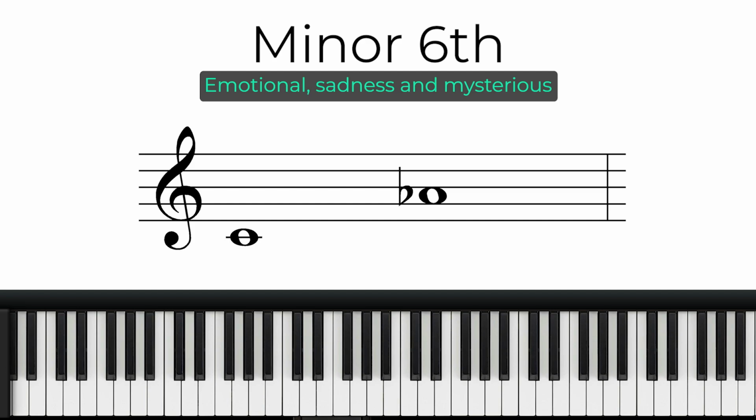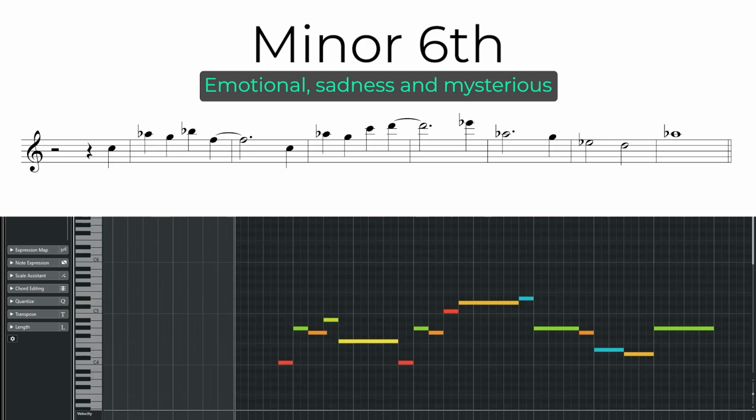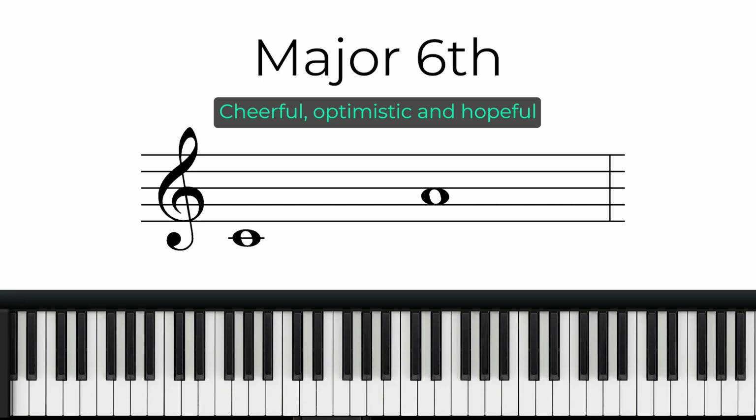The minor sixth is, I think, one of the most emotional intervals available to composers, and is great for love themes and music that represents longing or a feeling of sadness. It can also have a mysterious quality, much like my example here. Next we have the major sixth, which has a more cheerful and uplifting sound, perfect again for optimism or hopefulness.